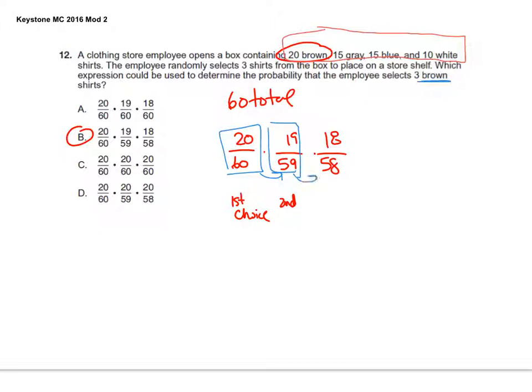And then for that third choice, I'm down another shirt, so it's 58. And again, assuming I picked a brown, now there's 18 left out of that 58. You don't have to go through and multiply them. They just want to know which expression is best, and that's why it's option B.